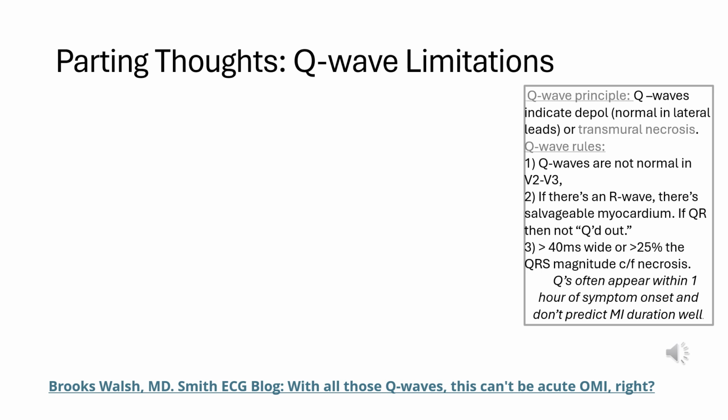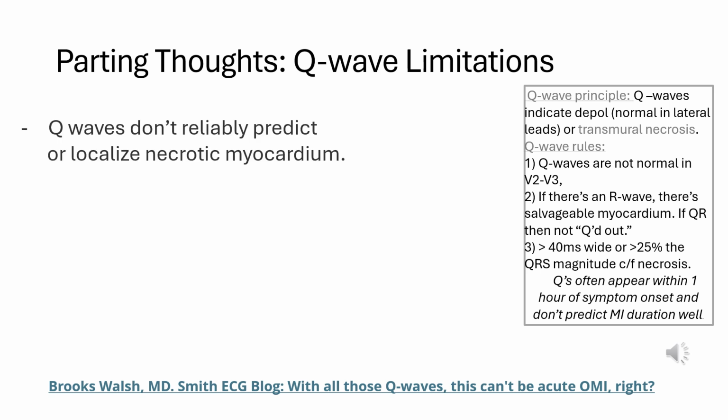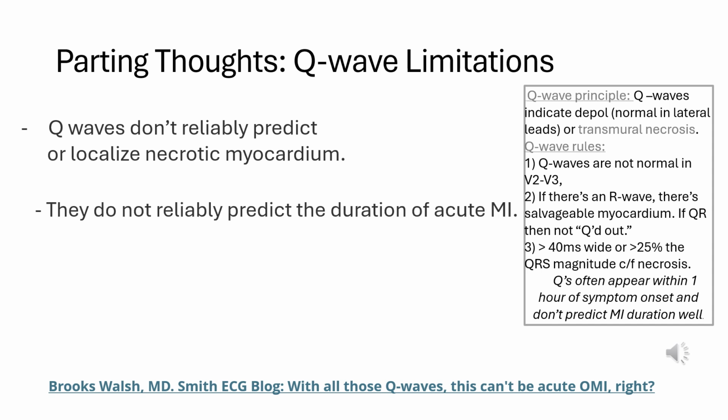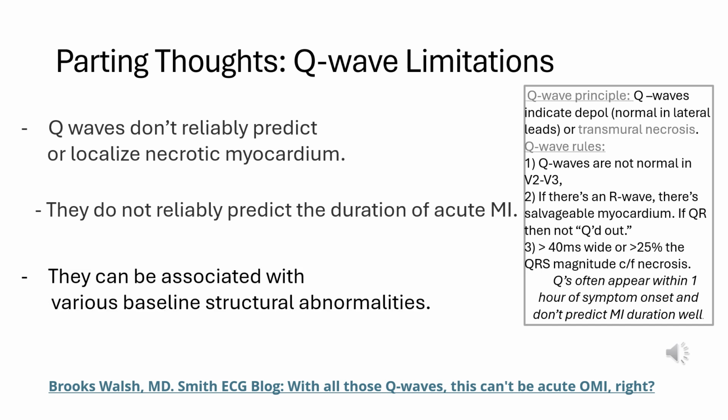Q waves are among the oldest significant findings in electrocardiography in acute MI. It's been long recognized that MIs associated with Q waves are bad, and it's true, they're worse. But it's important to recognize the limitations of Q waves. First, they don't reliably predict or localize necrotic myocardium. Second, they do not reliably predict the duration of acute MI. Third, they can be associated with various baseline structural abnormalities from hypertrophy to Wolff-Parkinson-White pattern.